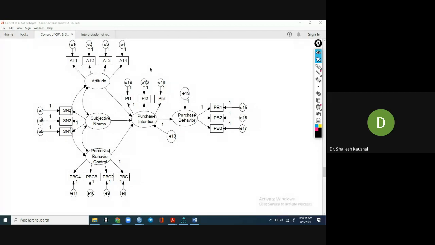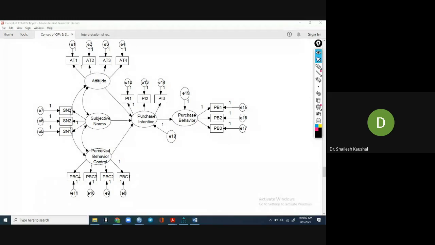Now here we can see the terms attitude, subjective norm, and perceived behavioral control. All three constructs are exogenous constructs, while purchase intention and purchase behavior are endogenous constructs. So this is the specification of the model, the structural model.